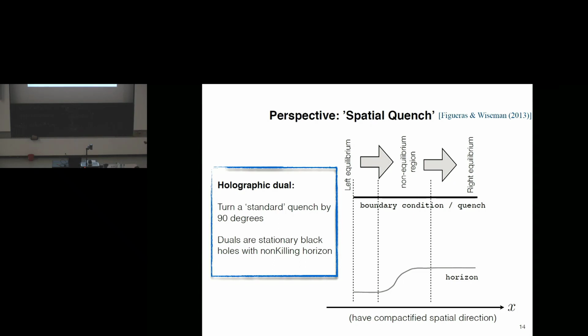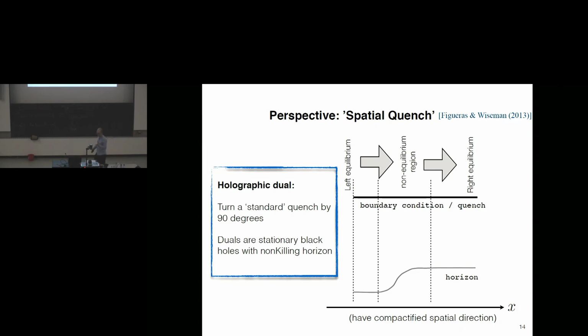But essentially, what we have is something that was actually in a previous work called the spatial quench by Paul Figueras and Toby Wiseman. So you start with the left equilibrium, which is really at infinity, but I have compactified this spatial x direction. You have some spatial evolution that is triggered by the obstacle, and then you have some right equilibrium that is approached. And essentially, in the bulk, this has the result that you also have an interesting shape in the x direction of the horizon.